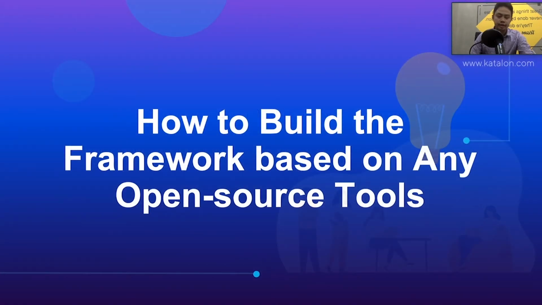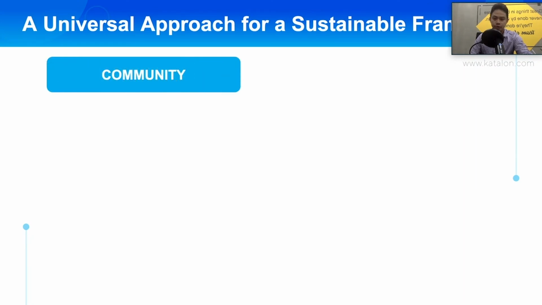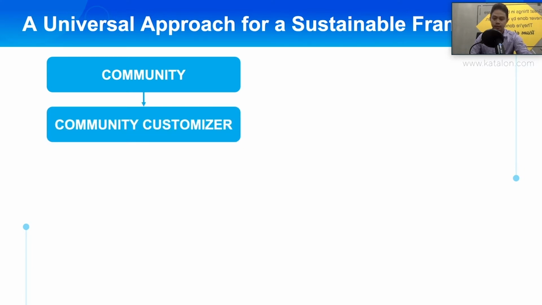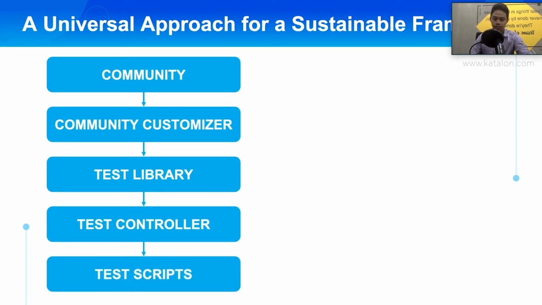So given the importance of the framework, we will introduce to you an approach that we have after 10 years of experience in this domain. Based on that approach, we build the framework. And the beautiful thing is that you can work on it based on any open source tool. The way that we have the approach is to build the framework layer by layer. Firstly, we have a community layer. Then we have a layer called community customizer. And then the test library layer, test controller, and finally test script.